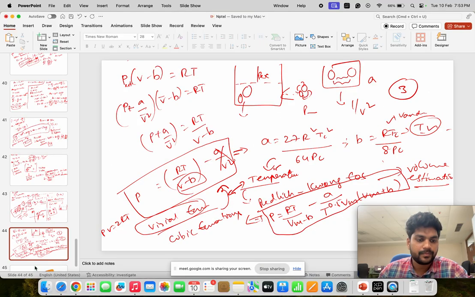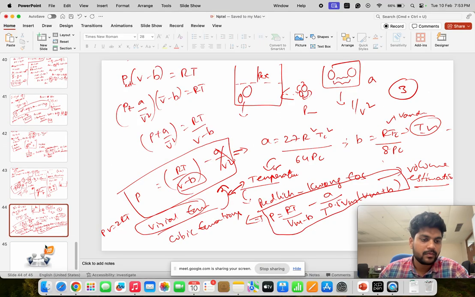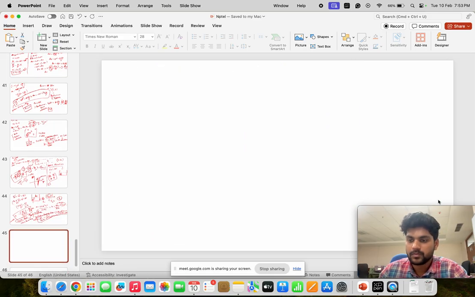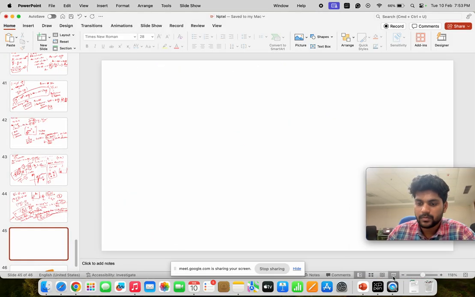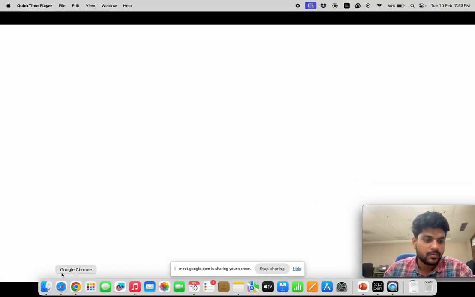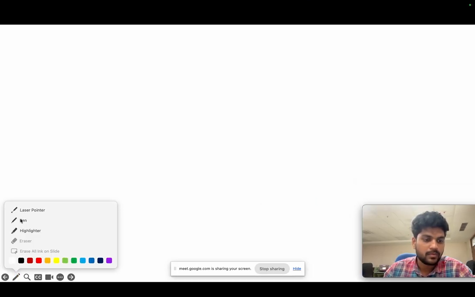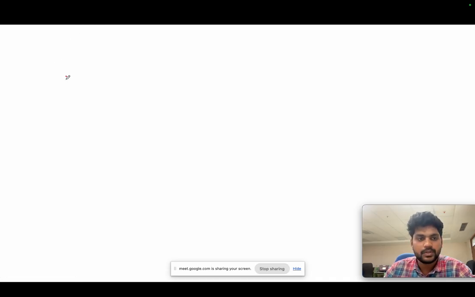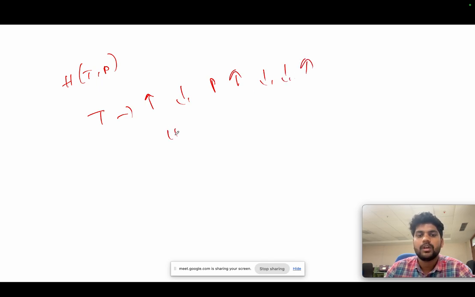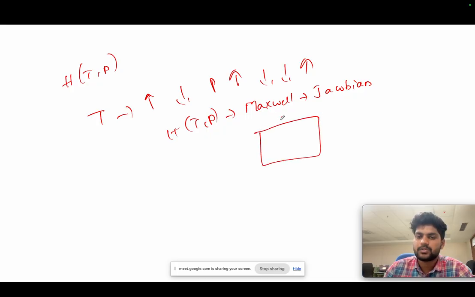Yeah, suppose I give an equation in terms of, say, the temperature raised from this point to this point, and pressure raised from this point to this point. We can calculate h of T comma P using the Maxwell relation with respect to the Jacobian, using the mnemonic diagram also.